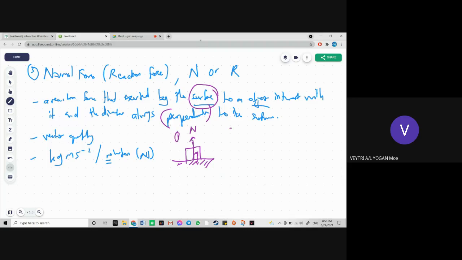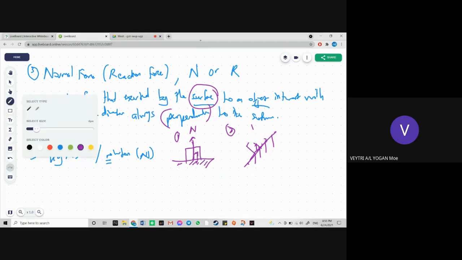Itu case pertama. Case kedua, let's say it's on an inclined plane. Okay? Ini adalah your surface kan? The moment an object touches a surface, automatically anything which is 90 degrees, it should be 90 degrees. I'm just roughly drawing here. So usually it should be somewhere here. Let me just redraw it a bit. It should be somewhere here, 90 degrees, okay? So your name or symbol over here will be N. 90 degrees towards the surface.